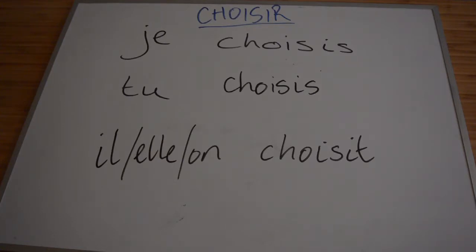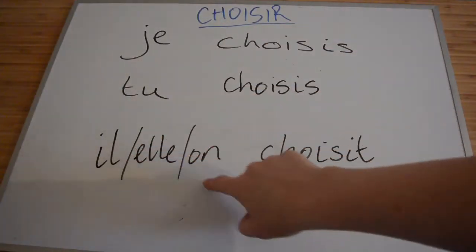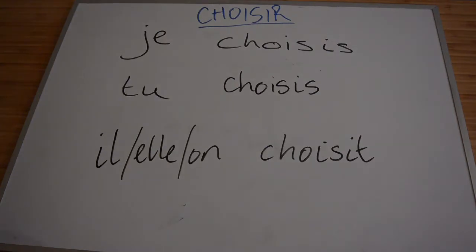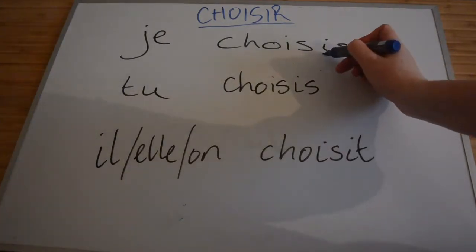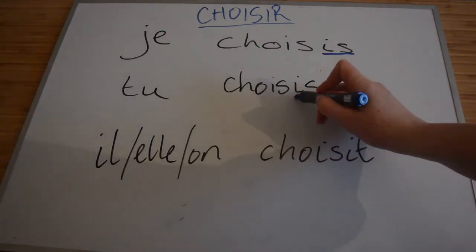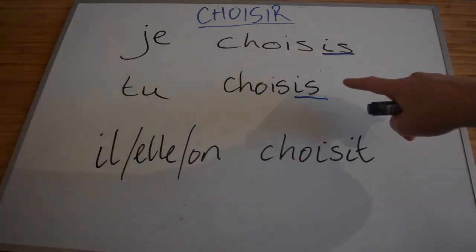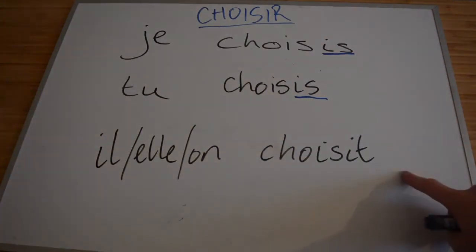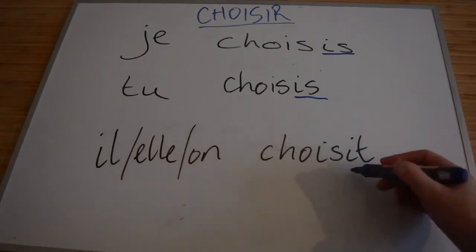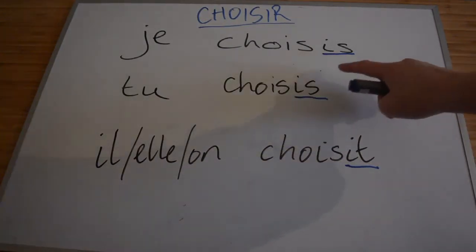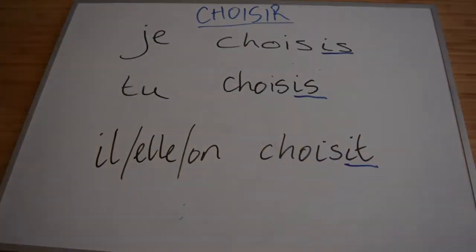And we can't say I to choose, you to choose, he, she, we to choose. We need to break it down, we need to conjugate it. So what we've done here, we've taken off the IR off the end. We've got je, tu, il, elle, on as our pronouns. We've taken off the IR here and we've added IS for je and IS again for tu. I choose, you choose. The third one, we haven't put on an IS, we've put on an IT instead. So it's IS, IS, IT. I choose, you choose, he, she, or we choose.